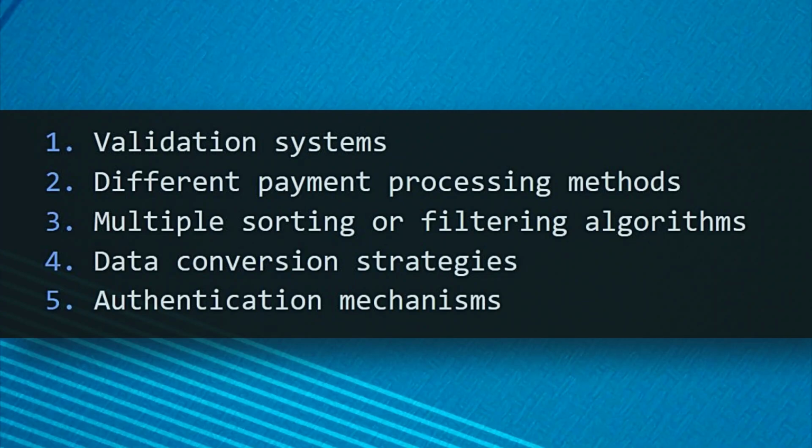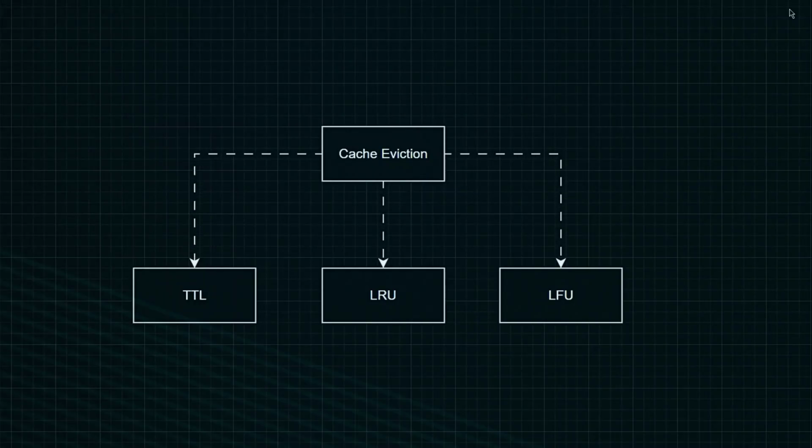Common use cases include validation systems, different payment processing methods, multiple sorting or filtering algorithms, data conversion strategies, and authentication mechanisms. And one more example I would like to give is cache. In a cache we have different eviction strategies like TTL, LRU, LFU. You can apply the strategy design pattern there as well. And if you include generics in there, you can implement a cache of any data type T.